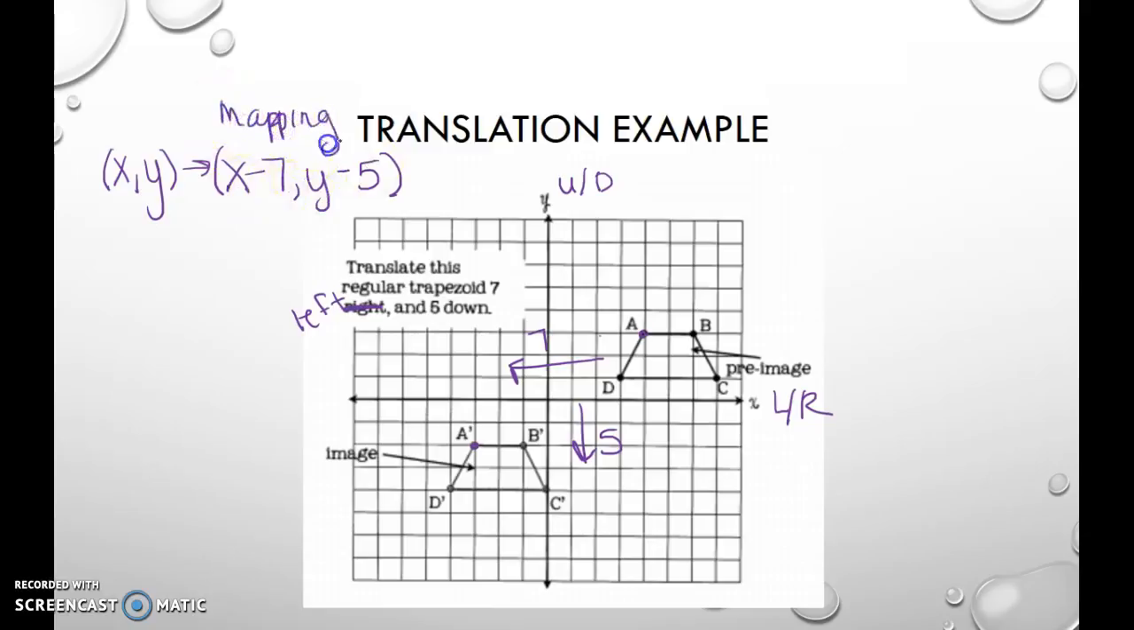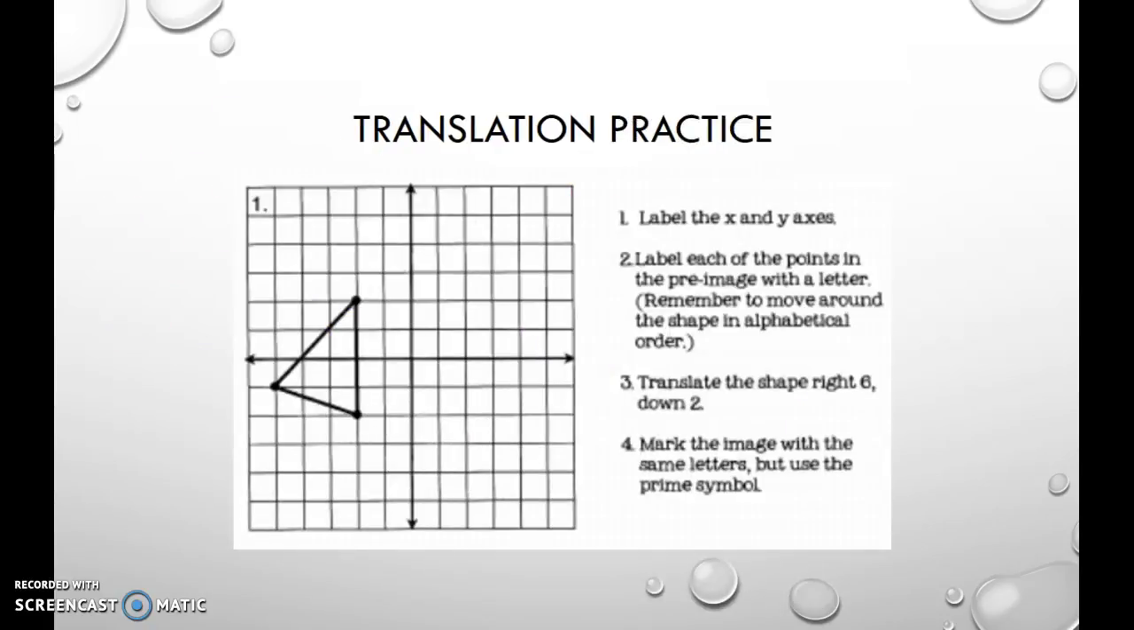So this is one notation which is called a mapping. And the other notation that we use is called vector notation. Okay, and in vector notation, all we do is take out all the x's and y's. So if I want left 7, again, x being the first coordinate, telling me left and right, I'm just going to put negative 7, and down 5, I would put negative 5, and that would be my notation for that.